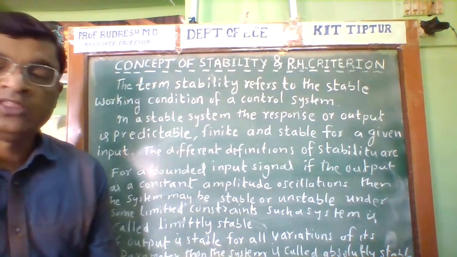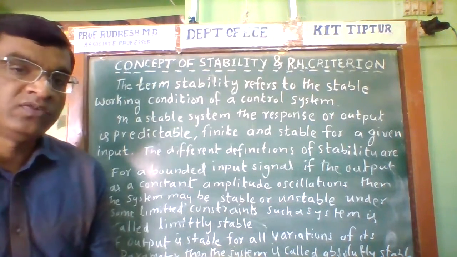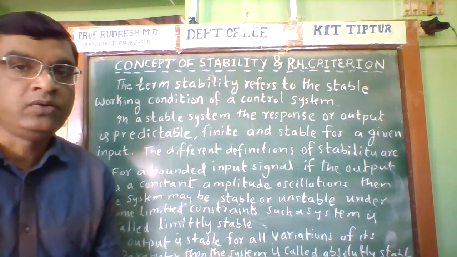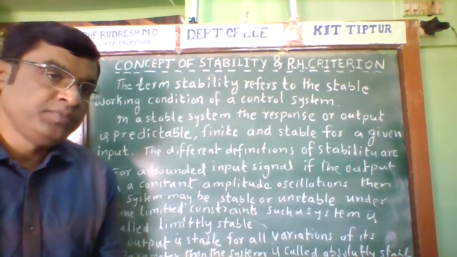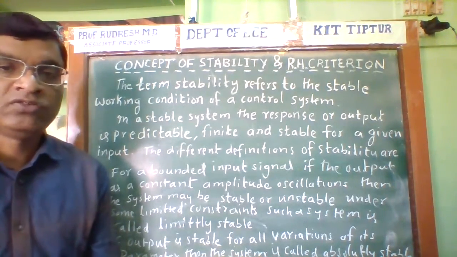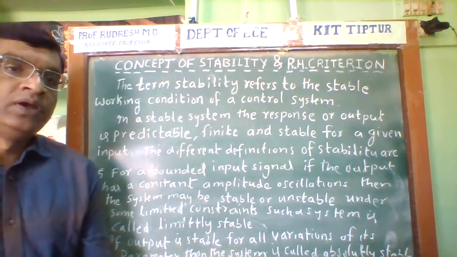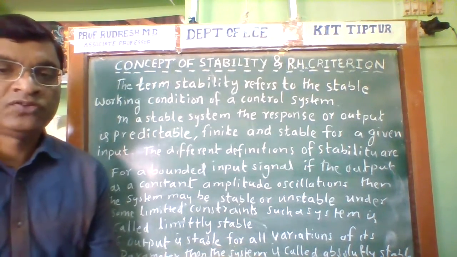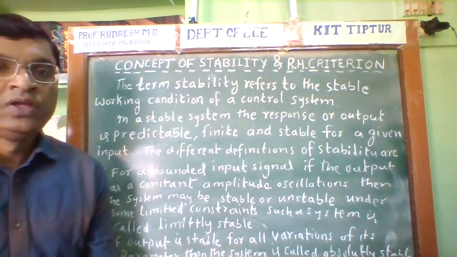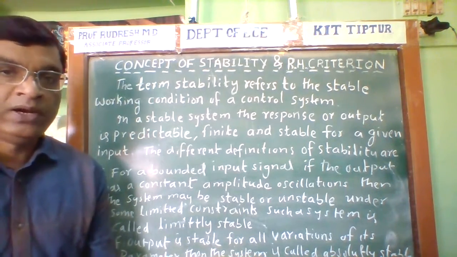The other methods are the root locus and Bode plot. These are graphical criteria, whereas the RH criterion is an algebraic criterion. Regarding those, I'm going to discuss them when I come to the RH criterion, root locus and Bode plot. These are the various techniques to analyze the concept of stability.